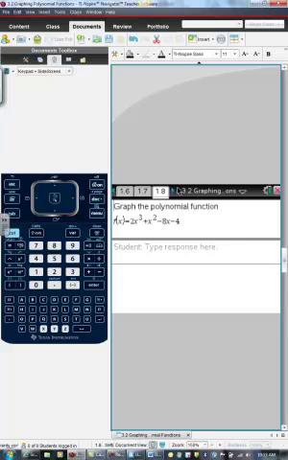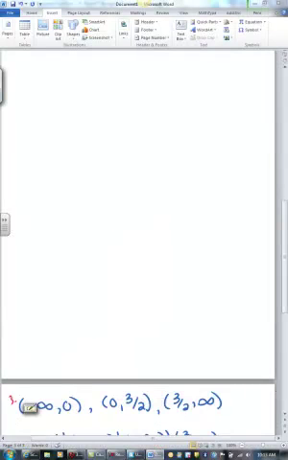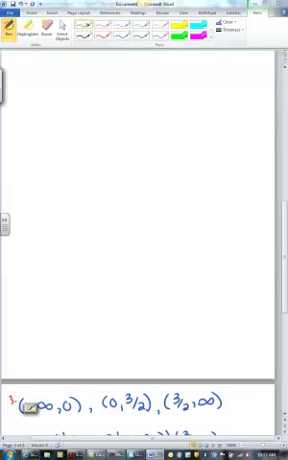Okay, so we're going to try this one: f of x equals 2x cubed plus x squared minus 8x minus 4. So we're going to go through the steps and figure out how to graph this.